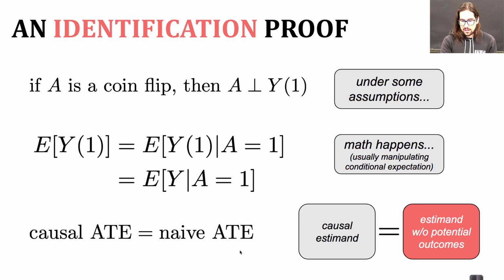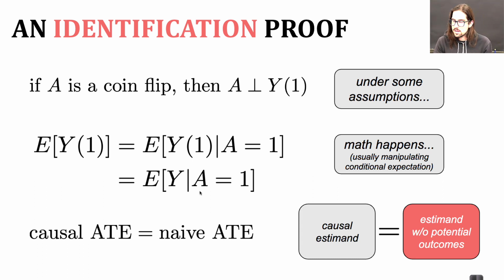And this other thing is something that has no potential outcomes in it. So this is the thing that I actually want. It has potential outcomes in it. That's a problem because I never get to see these. But I can define it equivalently in terms of stuff that I do get to see. So I can estimate that. And this is what I call the observable estimand.